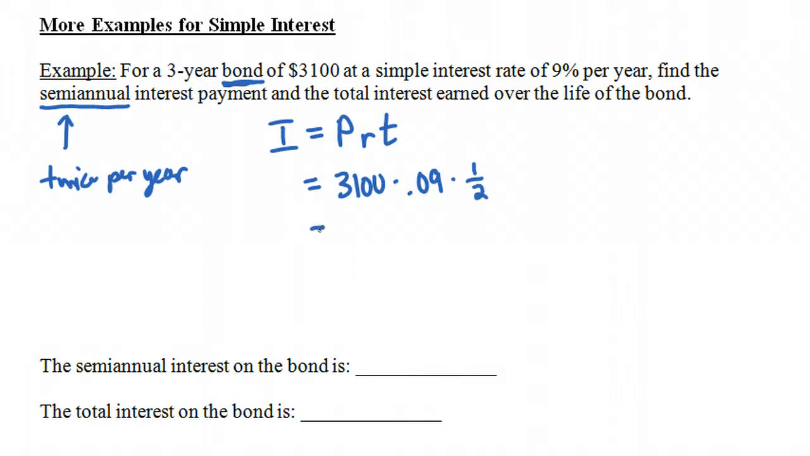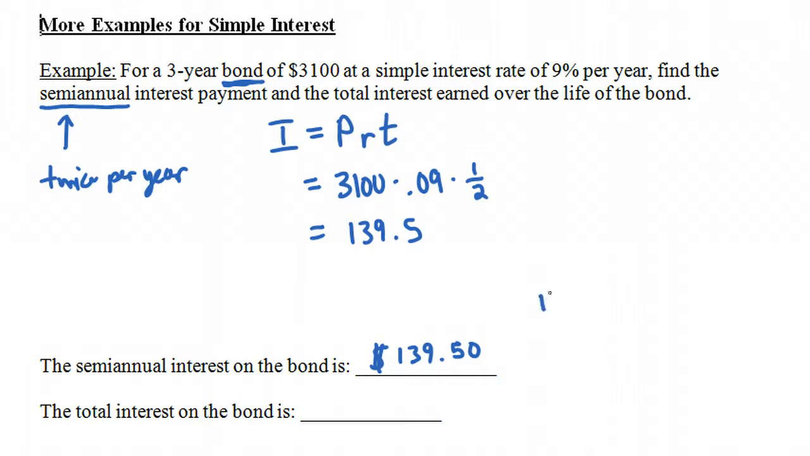If we multiply this out, 3,100 times 0.09 times 1/2, what we end up with is 139.5. So what that means is that's your interest payment. $139.50 is what you will be paid every 6 months. Now what is the total interest that you'll earn throughout the life of this bond?